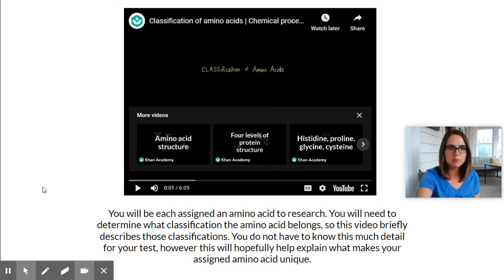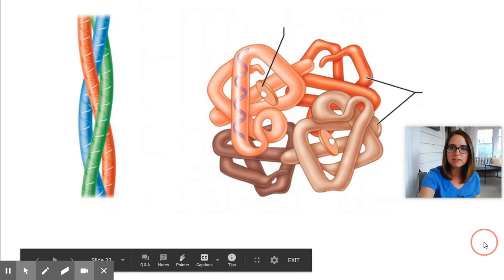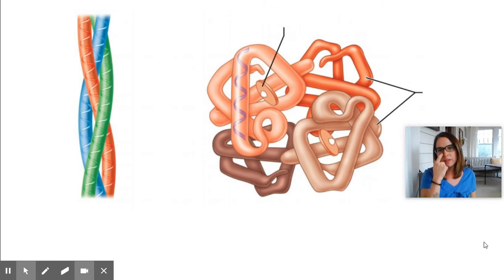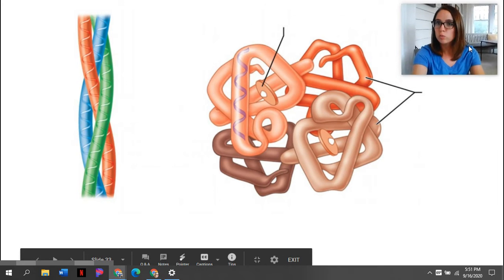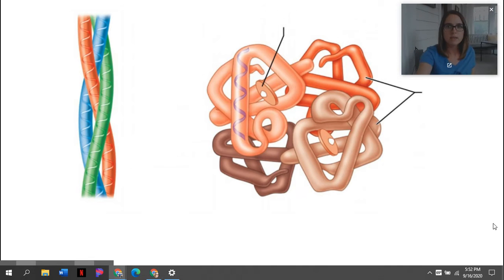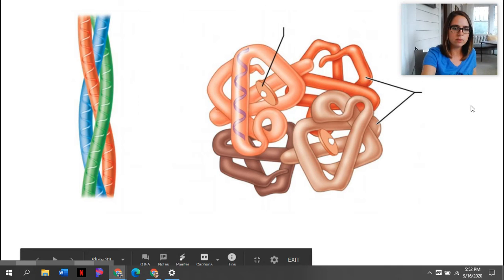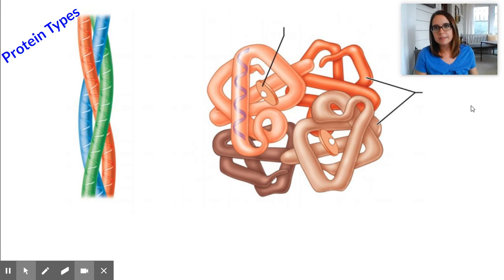Okay, hopefully you were able to watch that video, and again, you don't have to have that material memorized, but it will be hopefully helpful as you do your little research on your assigned amino acid. So down at the bottom here of page 2, we've got two pictures of different types of proteins. So I will have you guys go ahead and write off to the side here protein types. They're sort of categorized in two main ways.